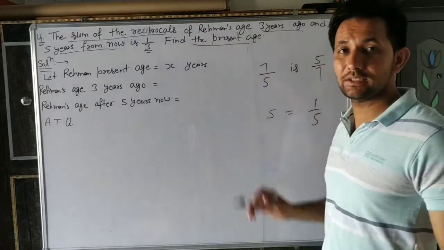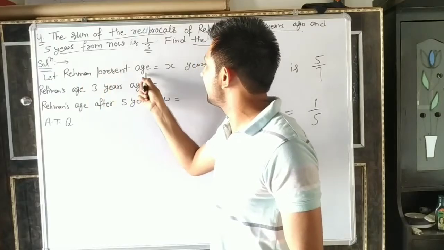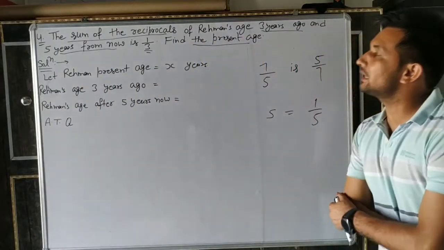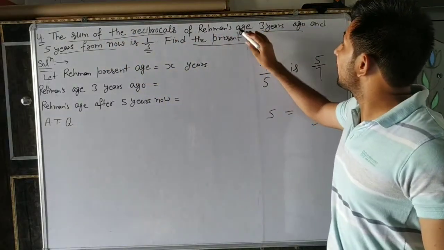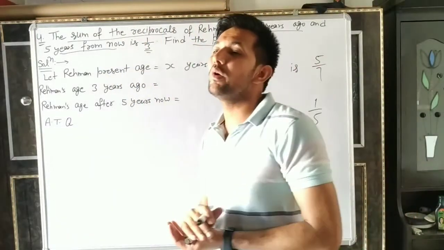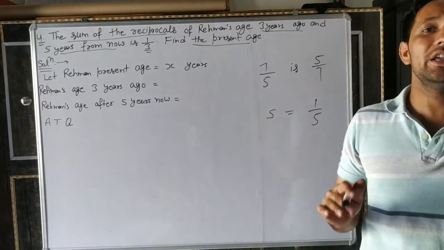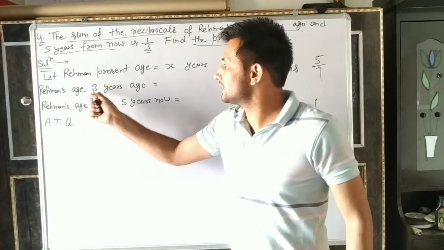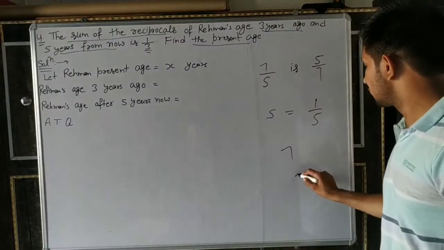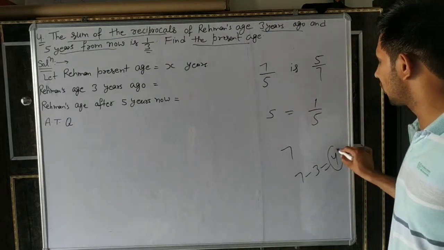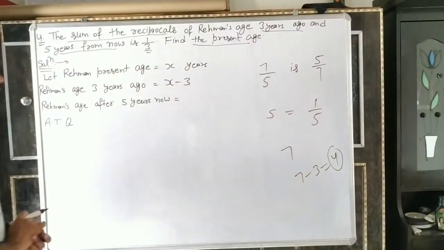The sum of the reciprocals of Riemann's age 3 years ago and 5 years from now is 1 upon 3. Find the present age. So first we want to find the present age. Let Riemann's present age be x years. The question gives the sum of reciprocals of the age 3 years ago. So first we find Riemann's age 3 years ago. Ago means before: if today you are 7, 3 years before is 7 minus 3, you are 4 years old. So 3 years ago is x minus 3.